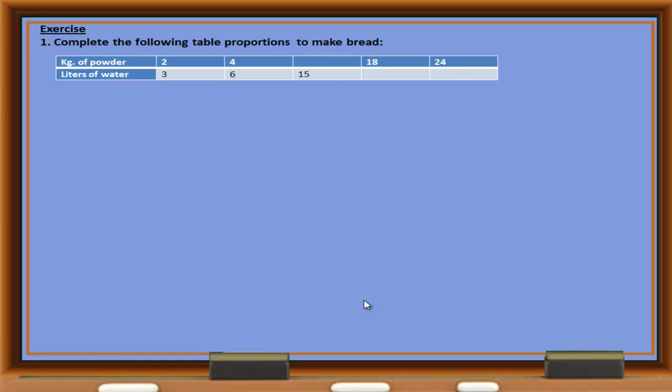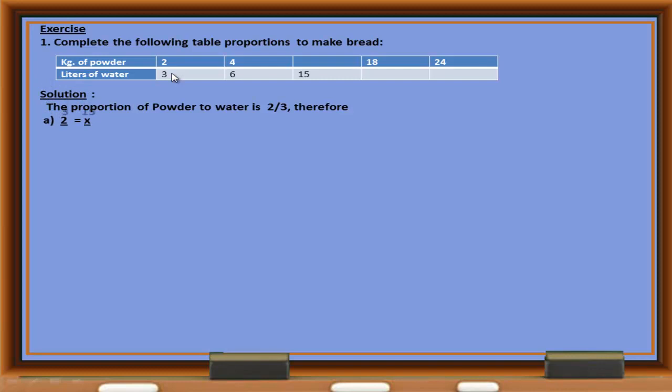Exercise: complete the following table of proportions to make bread. The first row is kilograms of powder. The second row is liters of water. Here the proportion is 2:3. Therefore, solution: the proportion of powder to water is 2/3.